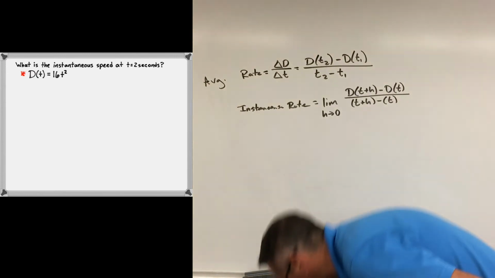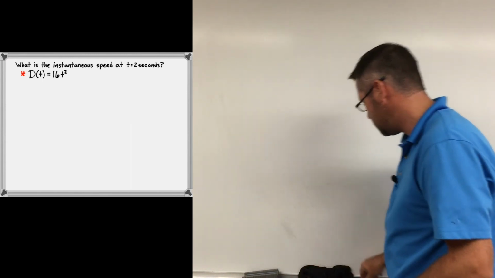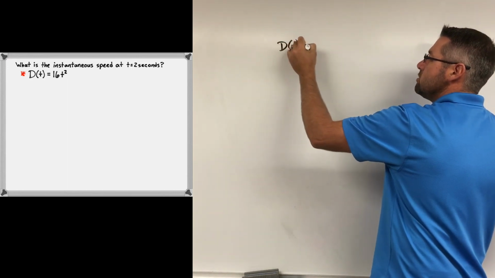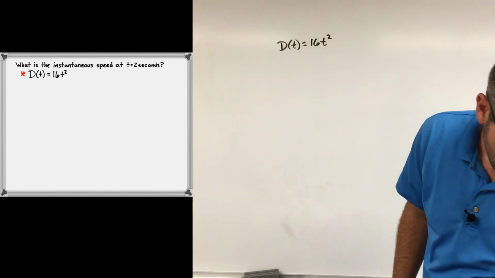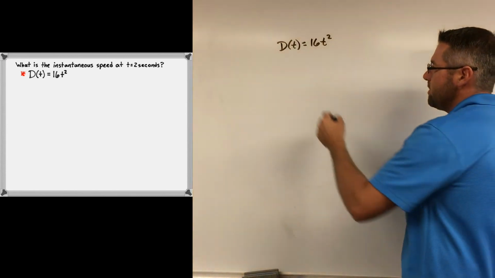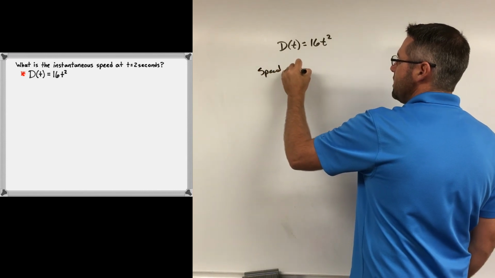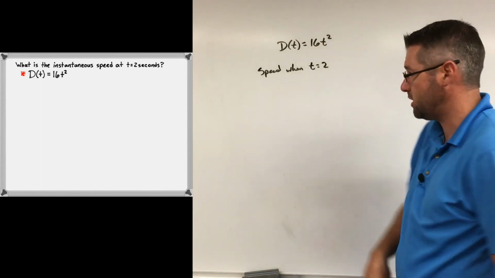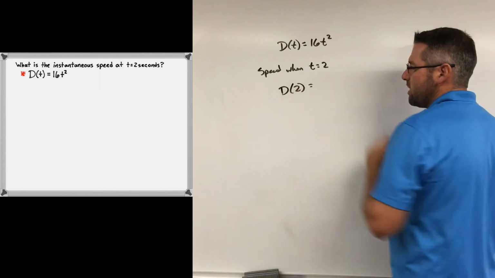We'll use the same equation that we did before. These equations don't necessarily have to be the same, but I'm just using the same one to help us out here. Okay, we are looking for the instantaneous speed at t equals 2. So the speed when t equals 2. Well, remember, we need 2 points. What is the first point? The first point is 2. Okay, so we got to figure that out.